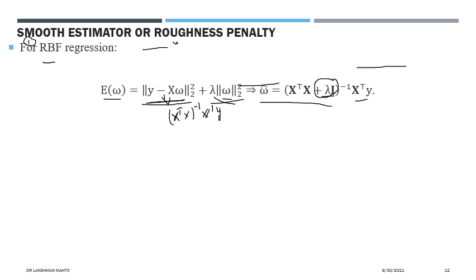You can take another candidate of penalty, the omega 1 norm. This one is the square of the 2 norm. You can also take the 1 norm. So the 1 norm is another kind of penalty. But if you are taking the square of this L2 norm, this penalty we are calling the ridge penalty or decay penalty. One name is ridge penalty, another name is decay penalty.